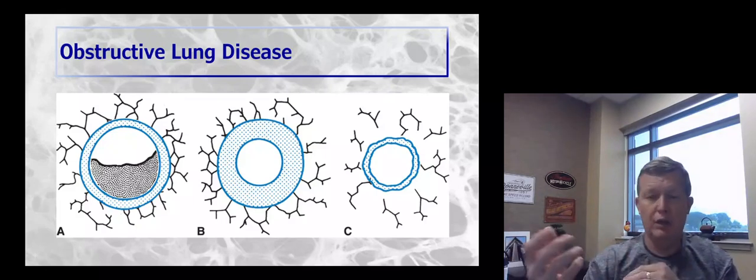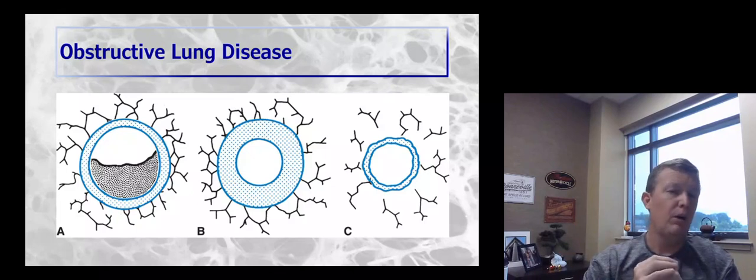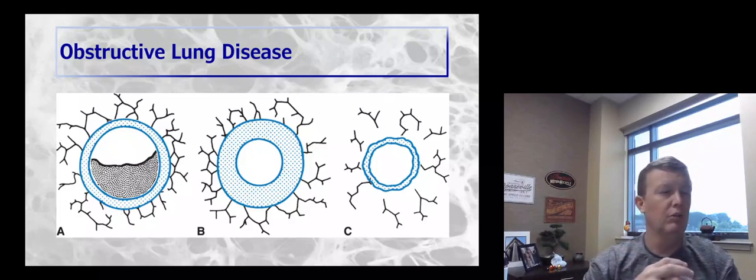You could think of a mucus plug. You could think of secretions that people cough up from their lungs. There are a variety of things that could be represented by that black. In this case, there is mucus or some type of solution that's creating the obstruction.